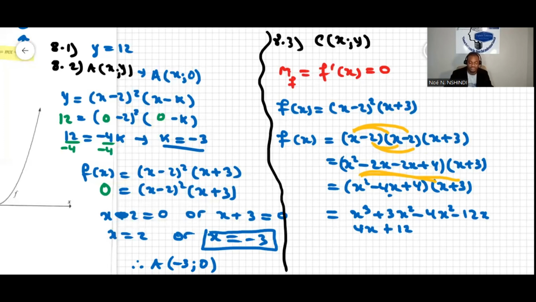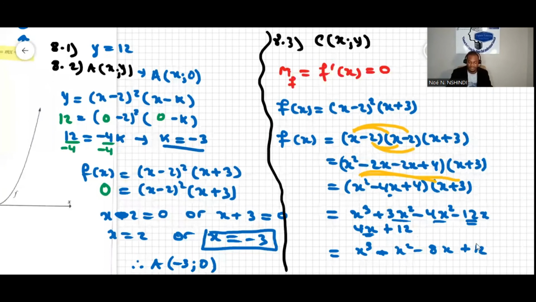And now let's see if we can simplify, combine like terms. We have x cubed, plus the terms that have x squared, this and that, so that makes negative x squared. And then terms that have x, this one and that one, that makes negative 8x, plus 12. So this is the cubic function f of x.